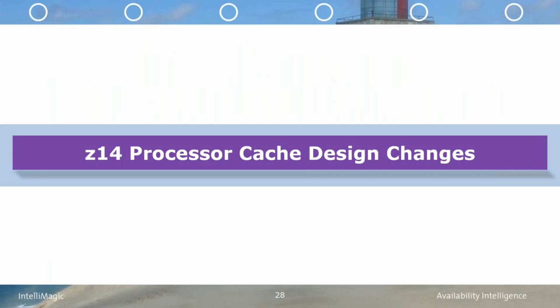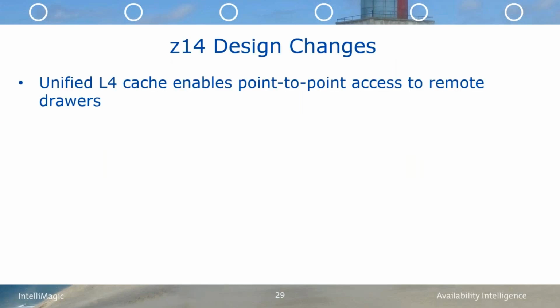All right, so now let's look at the processor cache design changes on the Z14 and then see the impact of those changes with a case study from a site that has implemented a Z14 in production. We'll list several significant design changes and then look at each one in some more detail, along with its associated metrics. First, a unified level 4 cache enables point-to-point access to remote drawers, which reduces the cycles required for remote drawer access as compared to the Z13.